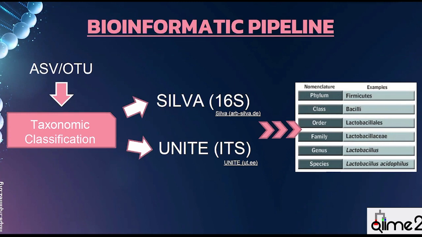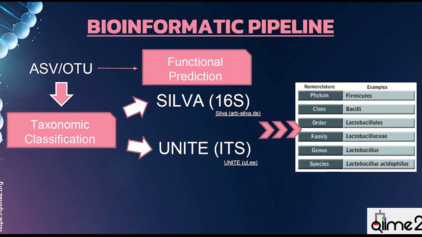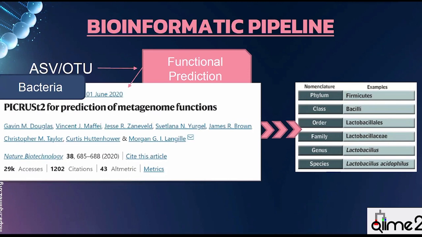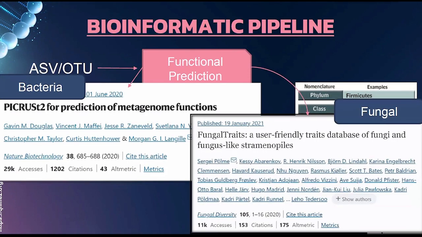And an additional step, for example, is to get the functional prediction. Of course, this is a prediction based on the taxonomic classification. For that, you could use, for example, the PICRUSt algorithm, or maybe for fungal community, you can use FungalTraits.